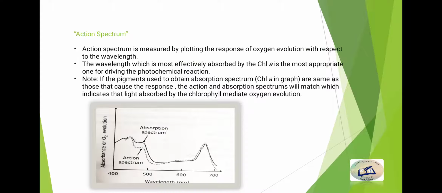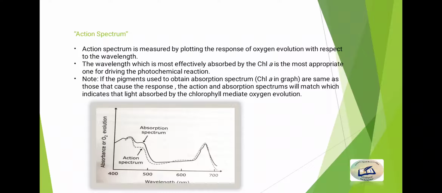Now what is action spectrum? Now we will study the action spectrum of any particular pigment. Here we have taken chlorophyll A in study. The action spectrum is measured by plotting the response of oxygen evolution. What do you understand by oxygen evolution? It's nothing but the production of oxygen as a function of wavelength.